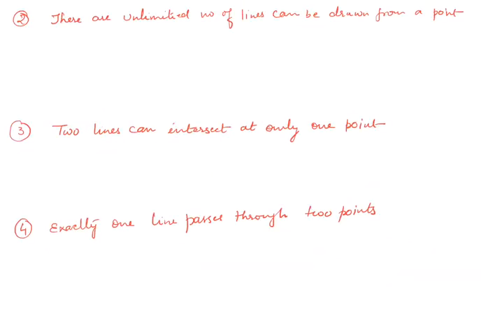Here you can see a few more important facts of lines. An unlimited number of lines can be drawn from a point. Suppose this is your point, how many lines can be drawn from this point? We can draw n number of lines. Unlimited lines we can draw from this point. So if somebody asks how many lines can be drawn from a given point, an unlimited number of lines can be drawn from a given point.